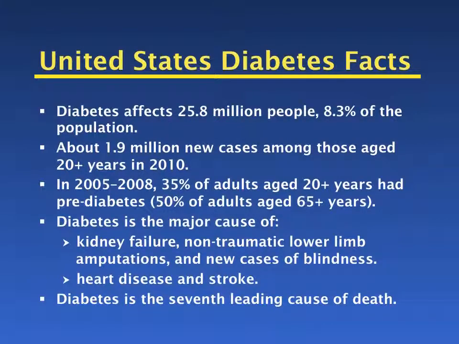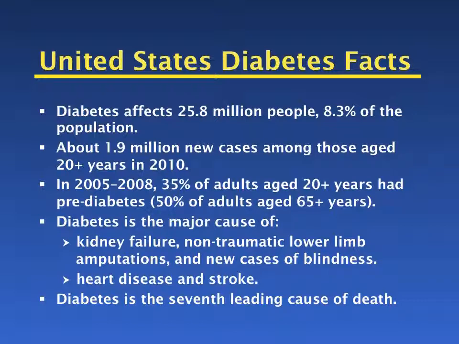According to the Centers for Disease Control, in the United States, diabetes affects 25.8 million people, which is about 8.3% of the U.S. population. And the CDC expects that number to double or even triple in the next 40 years. About 1.9 million people aged 20 years or older were newly diagnosed with diabetes in 2010 in the United States.